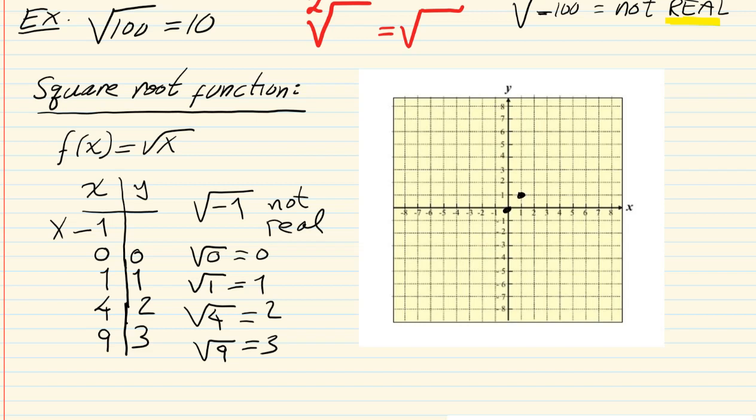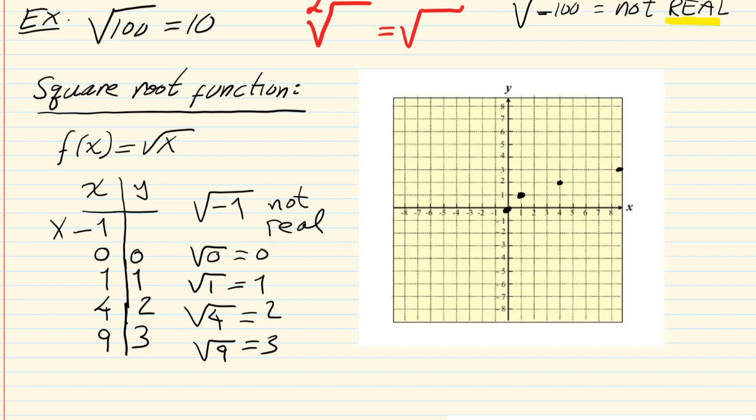This is 1, 1. And then 4, 2 here. And then 9, 3 would be right here, actually, near the edge, the border of my coordinate system. And there you have it.